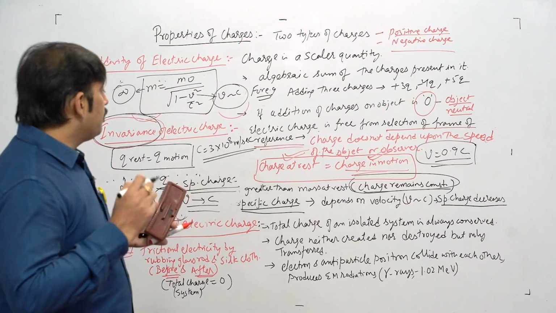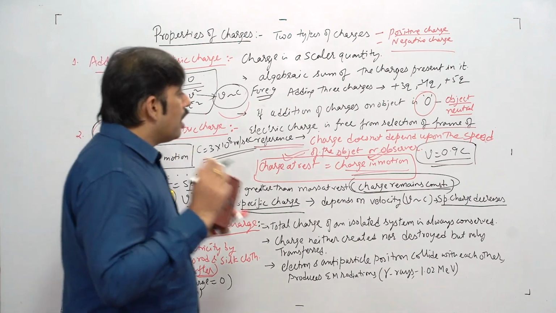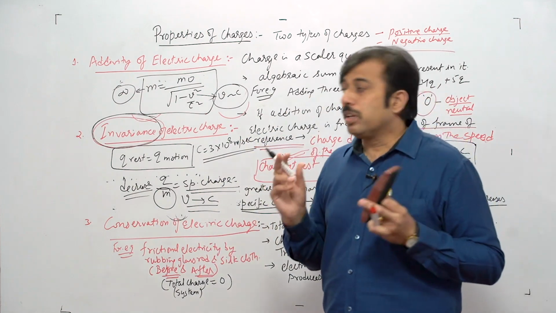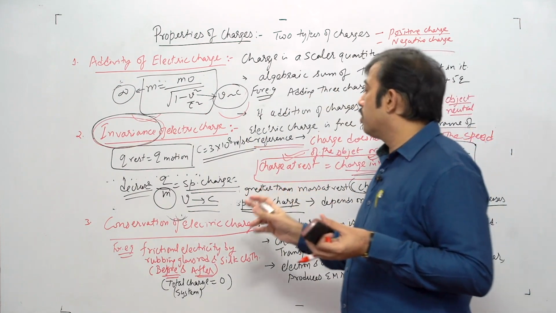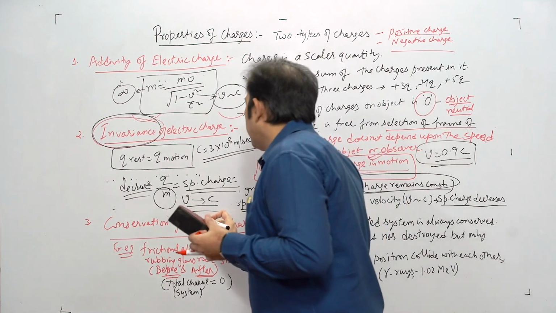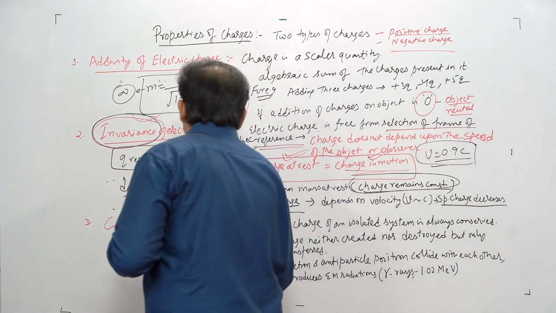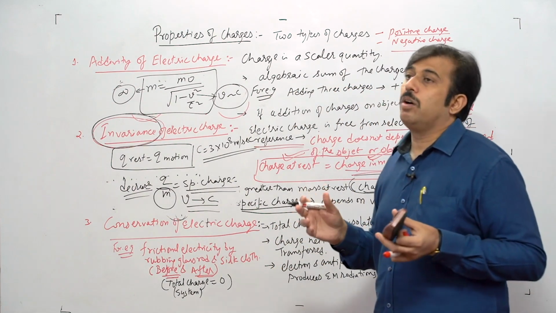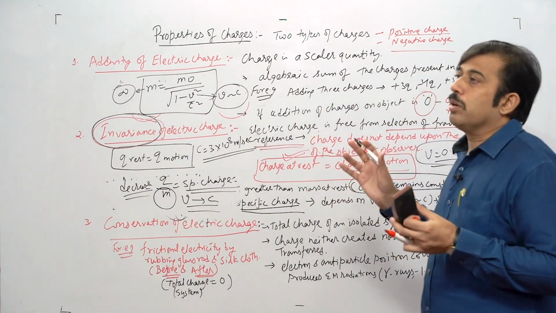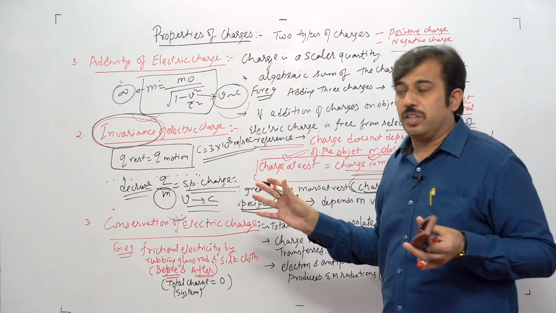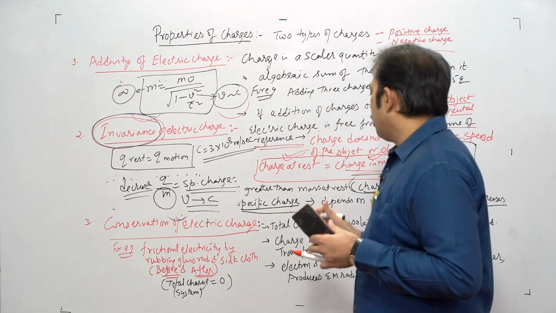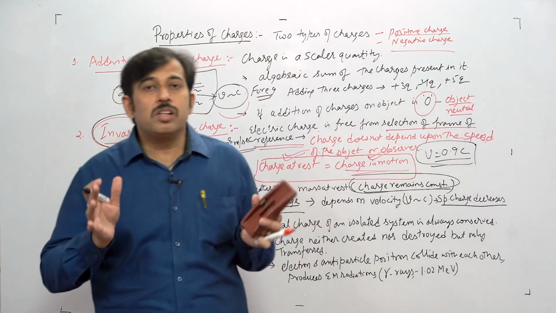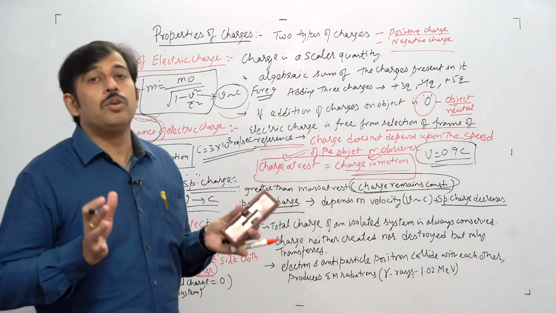Now let us understand what other properties of charge make it more important. The third property we are coming to is the conservation of electric charge. What do we mean by conservation of electric charge? Conservation itself means that something is going to remain conserved and will not change. Suppose I have a total charge on an isolated system, that total charge remains conserved and will not change.